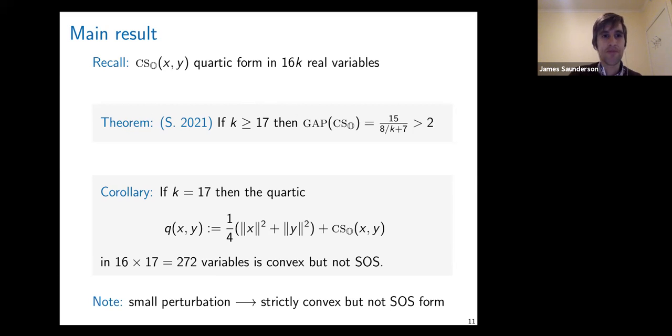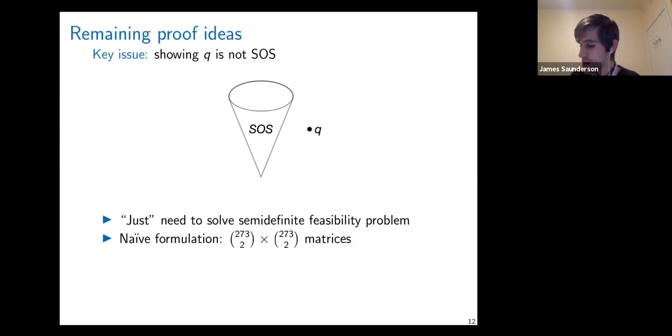Yep. So I'm not going to say too much about, I've said a lot about some parts of the proof, particularly how do you deal with the convexity part. I'm not going to say too much about how do you show that this form is not a sum of squares, apart from just drawing some silly cartoons. So at some level, if you give me a form and I want to show that it's not a sum of squares, all I have to do is solve a semi-definite programming feasibility problem.